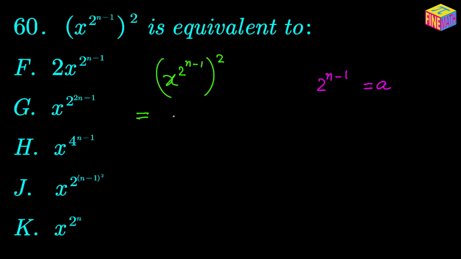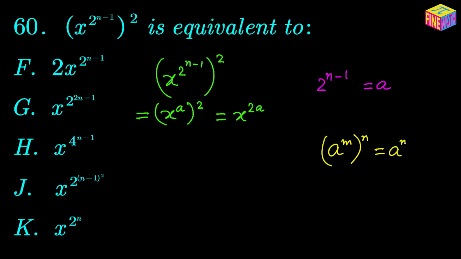So we can rewrite this expression as x to the power a whole squared, and from the laws of exponent we know that this can be written as x to the power 2 times a, because we know the property of exponent like this. If we have a to the power m whole to the power n, we can write it as a to the power m times n. So using the same property here we can say, well, x to the power a whole squared can be written as x to the power a times 2 or 2 times a.